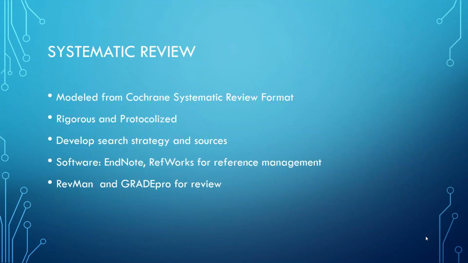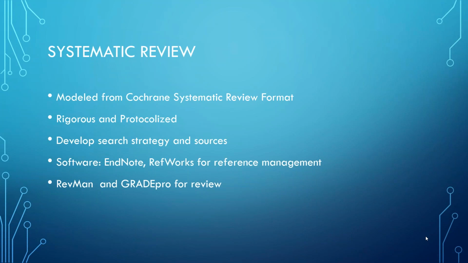When we talk about the systematic review, it's modeled from the Cochrane system, and it's very rigorous and protocolized. What I mean by that is you have a document that says, I am looking at PubMed, whatever other databases you're using, and these are the search terms that I put in to yield the data that I'm going to be reviewing and talking about. And software like EndNote and RefWorks is really important to include as you go through this. It will help you as you get further down the line to developing your manuscript and having your references.